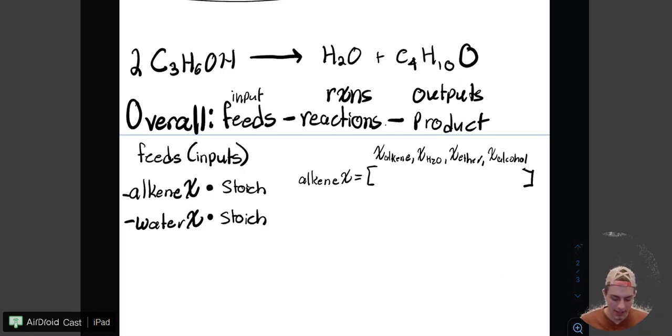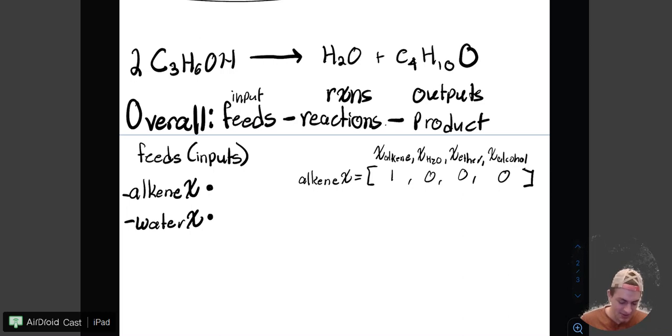Now, for our alkene X, this is really easy. We're told it was pure alkene, so it's only going to have a mole fraction within the alkene section, and then multiplying it by the stoichiometry will solely give it, or I'm sorry, we shouldn't be multiplying it by the stoichiometry. That would be completely useless. That's going to be our reactions. What we need to be doing here is multiplying it by the flow rate. There we are, flow rate. Okay, so multiplying it by the flow rate will give us how much we're putting in, right?